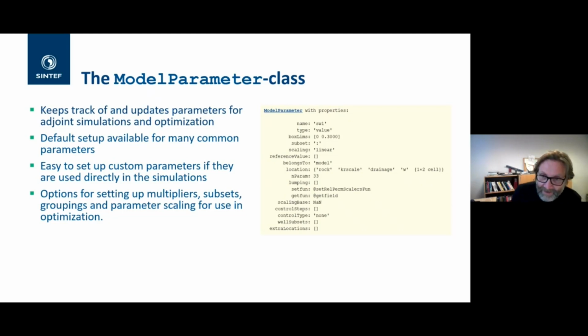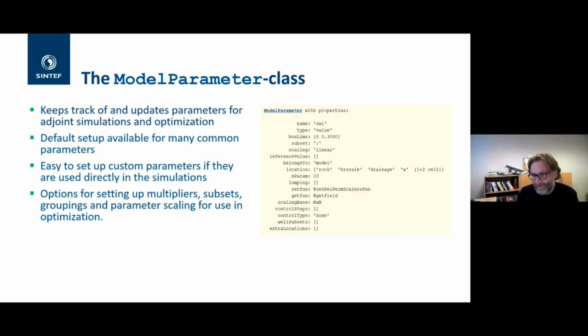What facilitates the model training in MRST is this model parameter class, and the basic utility for this is that it keeps track of and updates parameters for adjoint simulations and optimization. This just shows one example of one such object from the parameter class. This specific example is called SWL, which is the lower water saturation, which scales the relative permeabilities.